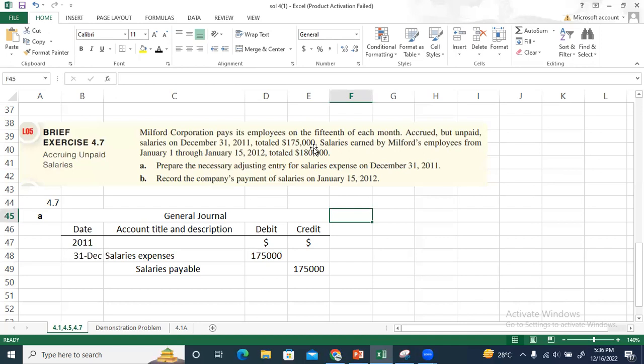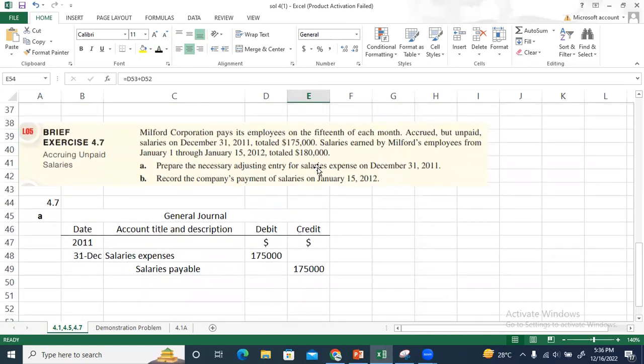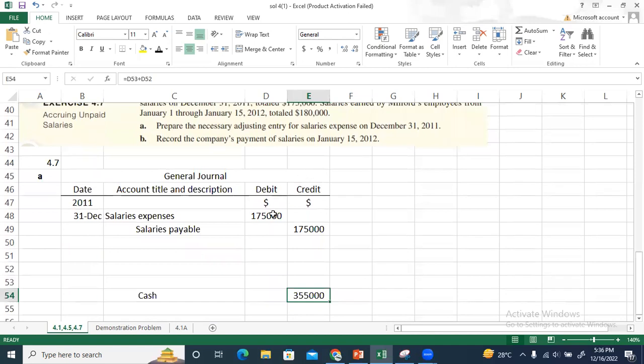So this 15 days is $175,000. And the next 15 days from January 1st to January 15 is the next 180,000. So this is the total amount that has to be paid now. 15 days of December and 15 days of January. So the total amount that has to be paid is the sum of both of them. So that means that the cash that has to go from our hands is 355,000, which is simply the summation of both of these amounts. Now, of this amount, 175,000 has already been recorded as salaries expense.